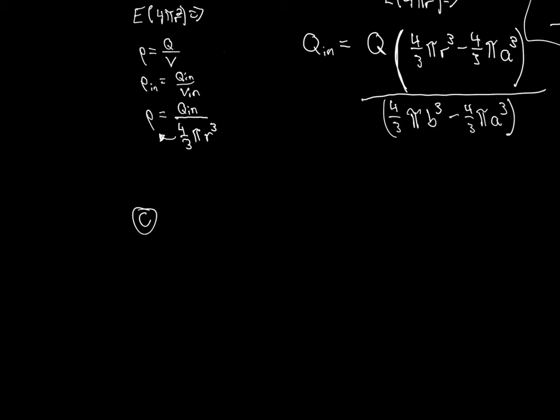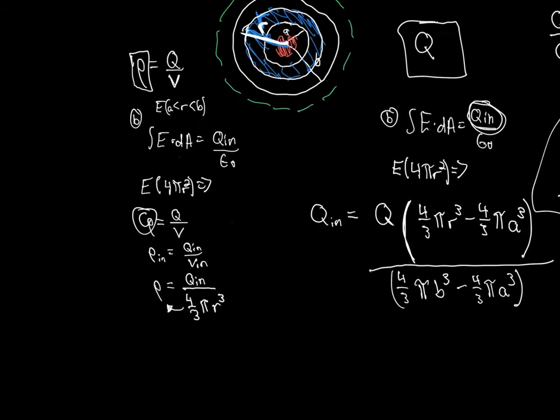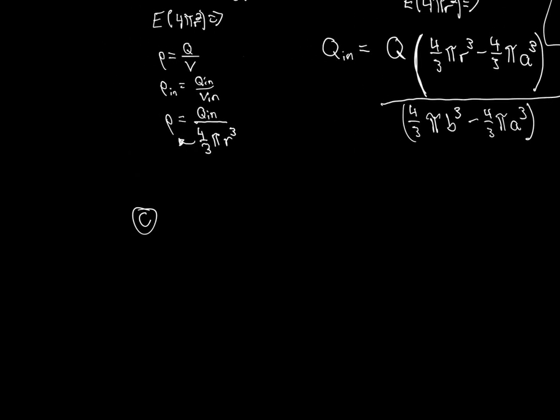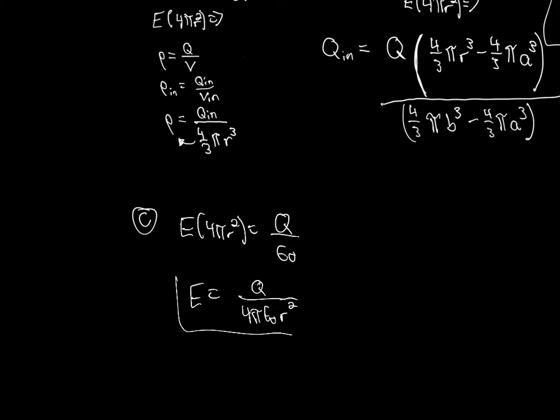How do we do part C? Part C is the green part, where we're outside of everything. You just change the values to B minus A instead of R minus A. Part C is pretty easy. You're enclosing all the charge, right? So you have E times 4 pi r squared. If I'm enclosing all the charge, that's Q over epsilon naught. E equals Q over 4 pi epsilon naught r squared. That would be part C for problem number 35.